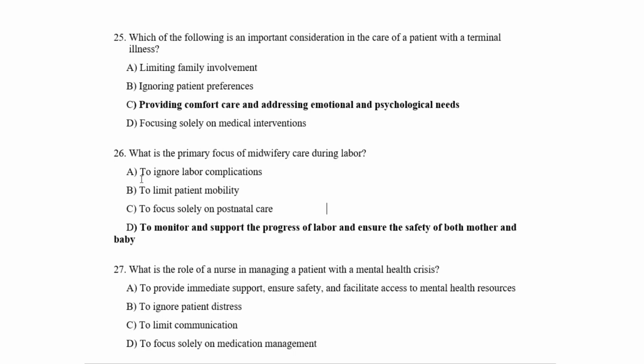यसको सही उत्तर हो option A, to provide immediate support, ensure safety and facility access to the mental health resource.